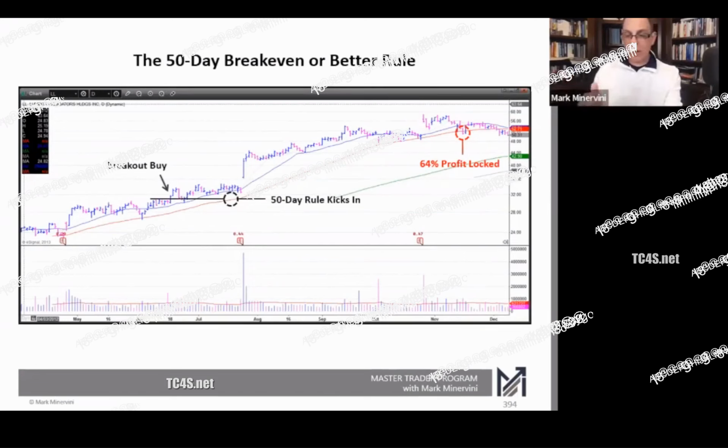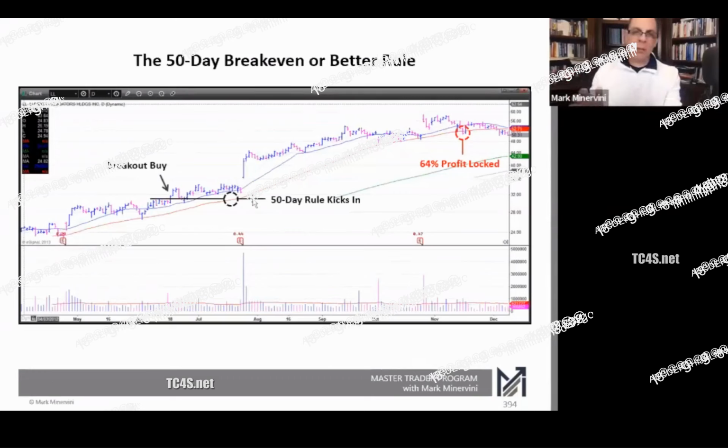So this is where we came up with the 50-day or better rule. You have your stop, right? But once the 50-day moving average moves up to your break even point, then you switch over to the 50-day. And I like to use a close, but of course, a close would mean waiting till the end of the day.